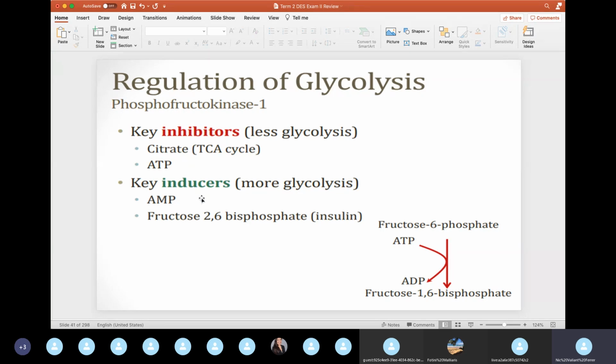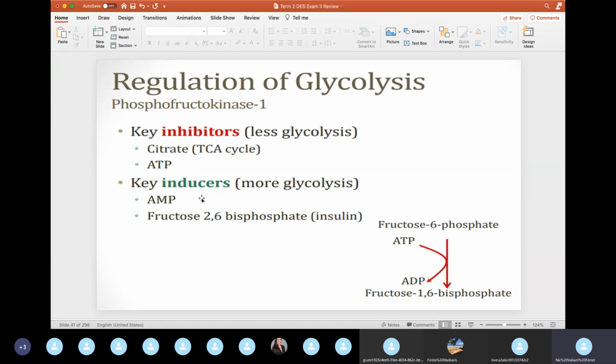When you think about inducers, think about low energy molecules. Think about AMP. Think about fructose 2,6 bisphosphate. If you have low energy, meaning you have low ATP, you need to make more ATP. How am I going to make more ATP? You need more glycolysis. These are your inducers.